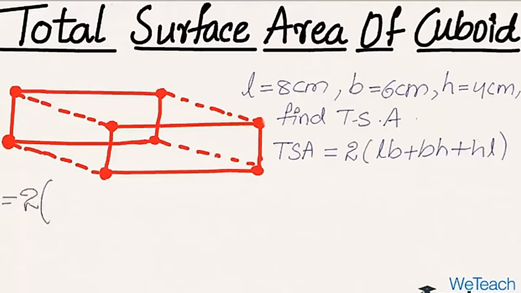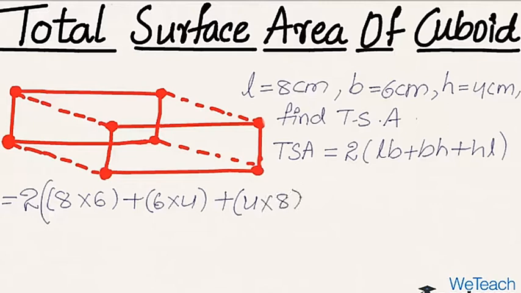So the length value is given as 8 and breadth value is 6 and height value is 4. So substituting these values in the given formula, we get TSA is equal to 2 into (8 into 6 plus 6 into 4 plus 4 into 8), which is equal to 2 into (8 into 6 is 48 plus 24 plus 32).